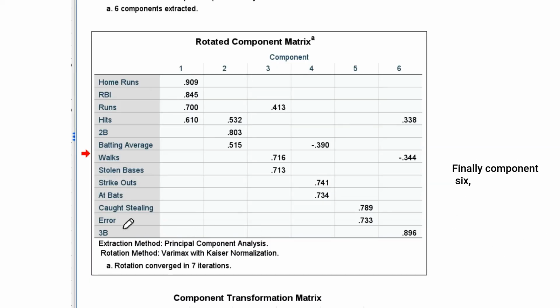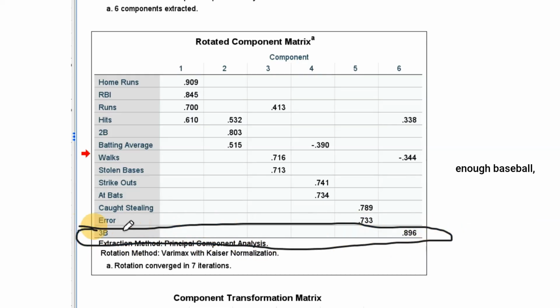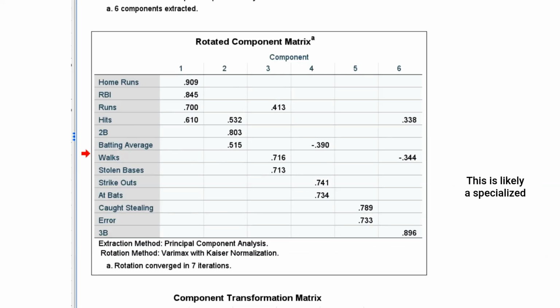Finally, Component 6, solely loaded in strong fashion to triples, which, if you've watched enough baseball, you know is often the most difficult trackable stat in the game. The theme here is rare hustle play. This is likely a specialized component. Triples are rare and behave uniquely. SPSS spun off a component to account for this pattern on its own.